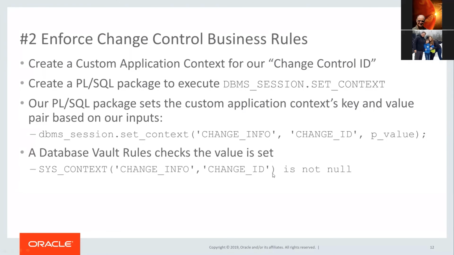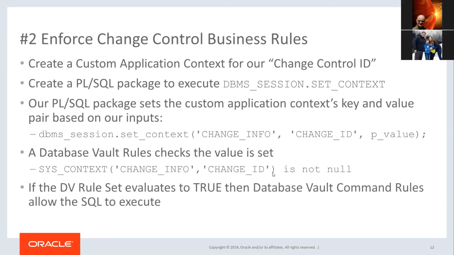We're going to have a Database Vault rule that checks to make sure the value is set. We use this context. We look at the context of our change info. We look at that attribute change ID and make sure that it's not null. If it's not null, then it'll evaluate to true. If the Database Vault rule evaluates to true, then our Database Vault command rule allows that SQL to execute.